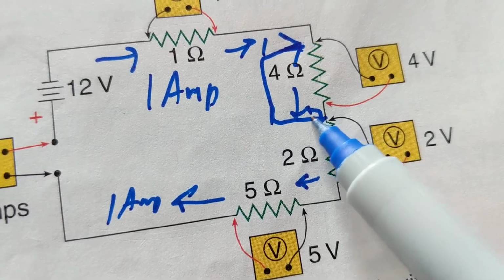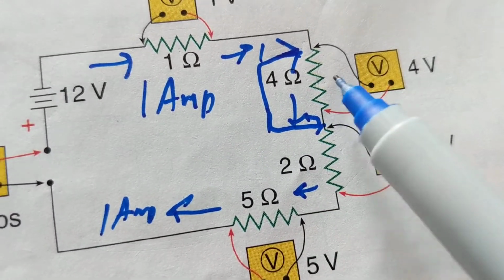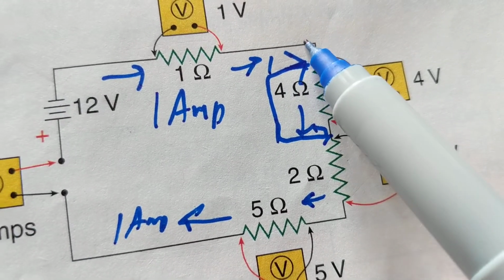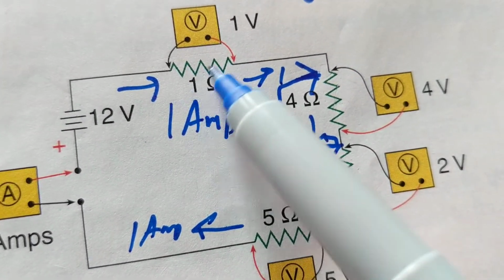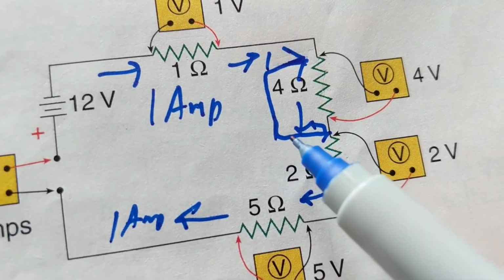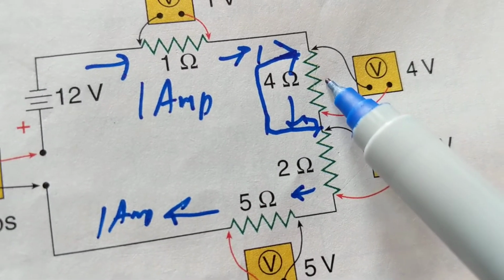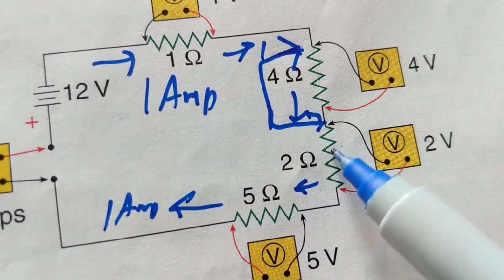There's a short across this. Guess where the current is going to go? It's going to go into the short. It's not going to go through here, so this bulb is not going to light. It comes out here, and then this bulb is going to light. So what did the short create? It bypassed this filament, this bulb. But all the other ones can light.